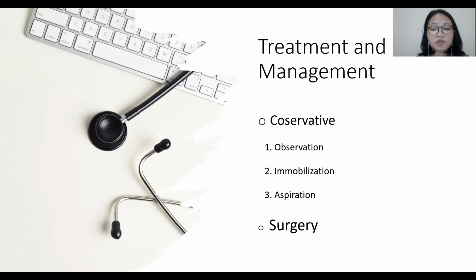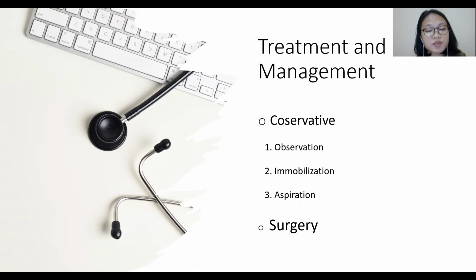The treatment and management for ganglion cysts are divided into conservative and surgical treatment. For conservative treatment, there are observation, immobilization, and aspiration. For the first line, observation. In ganglion cysts with no symptoms, ganglion cysts tend to disperse slowly. Asymptomatic patients will be given a recommendation to reduce activity and observe until the cyst has shrunk.